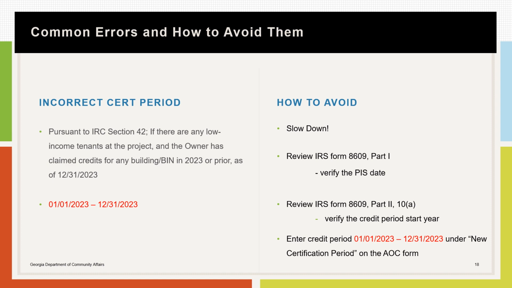Again, if you meet these requirements, then you enter the credit period 1/1/2023 through 12/31/2023 under the new certification period on the AOC form. As a reminder, incorrect certification periods will result in your AOC being returned.